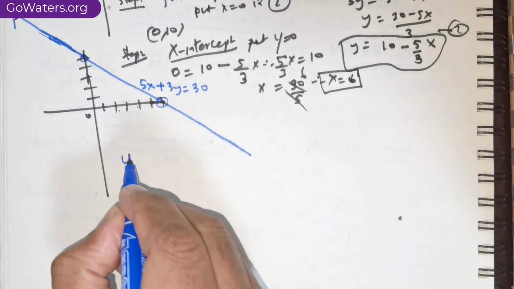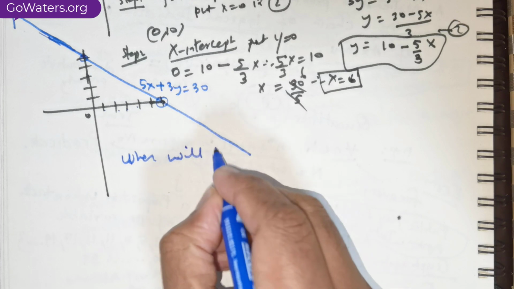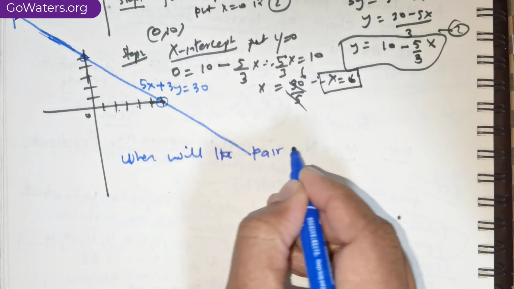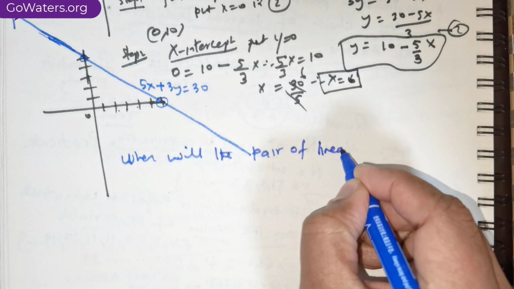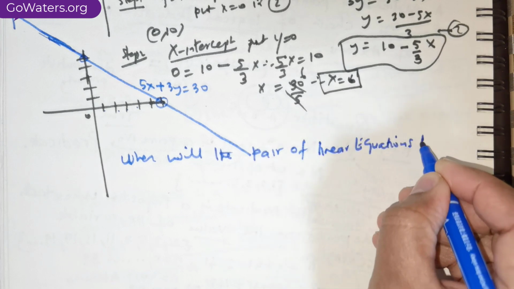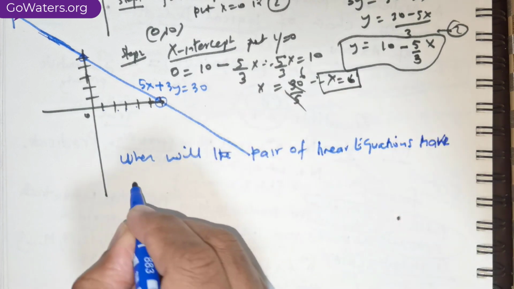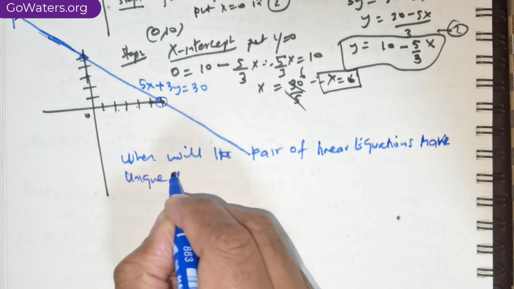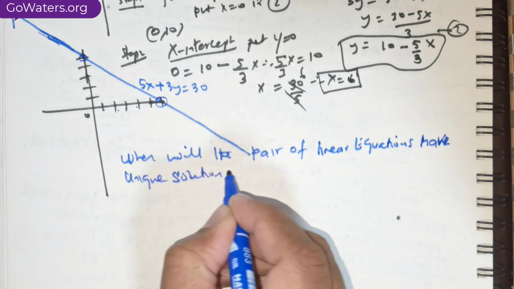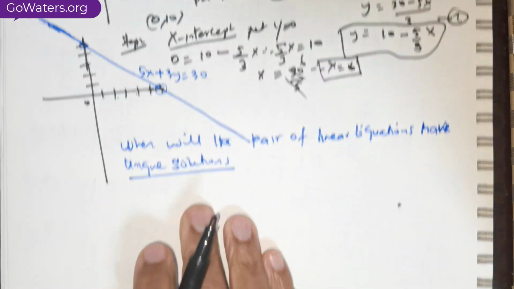Now next important question, this is a different form of question. When will the pair of linear equations, or 2 equations, have unique solutions? Unique solution means you will only get a solution when you solve that system. So I'm going to write it here.